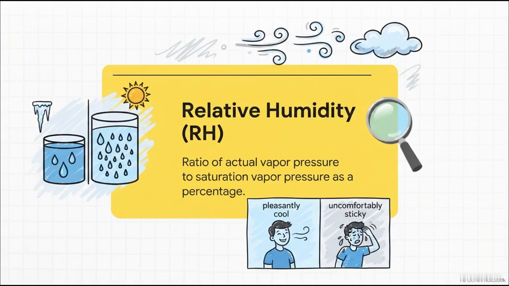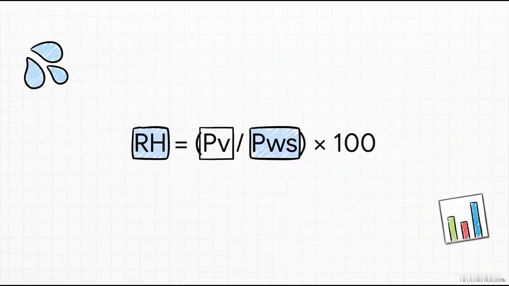And it's not just about how much water is floating around in the air, but how much water the air is physically capable of holding at its current temperature. Warmer air can hold a lot more moisture than colder air. The math behind this is actually surprisingly elegant.